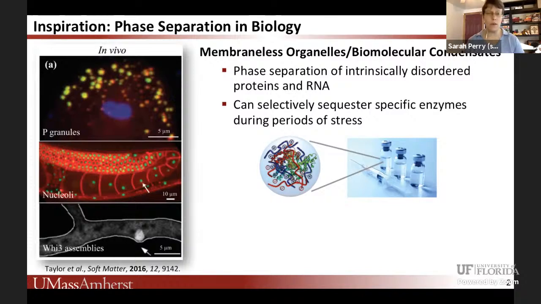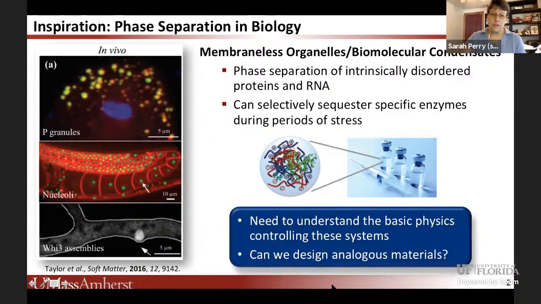Right? We've heard a ton about the temperature stability issues of the COVID vaccine, but this isn't a new problem. People who have taken biologics, so a lot of the antibody treatments for rheumatoid arthritis or other diseases, have really had to struggle with the temperature sensitivity of their medicines. And so the standing questions here are, what are the underlying physics that allow us to control these systems? And then once we understand those design rules, can we then design analogous materials?